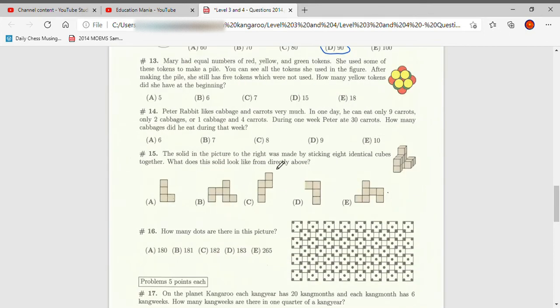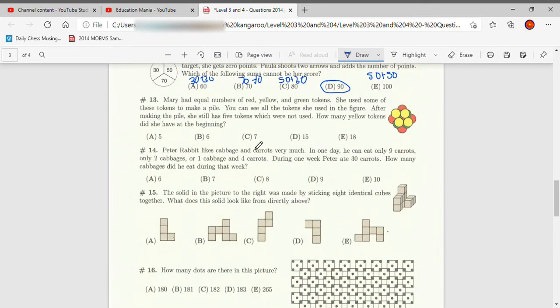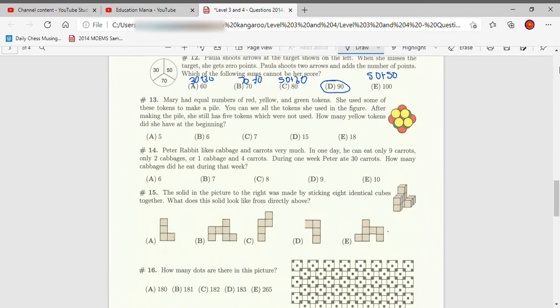Number 13. Mary had equal numbers of red, yellow, and green tokens. She used some of these tokens to make a pile. You can see all the tokens she used in the figure. After making the pile, she still has 5 tokens which were not used. How many yellow tokens does she have at the beginning?